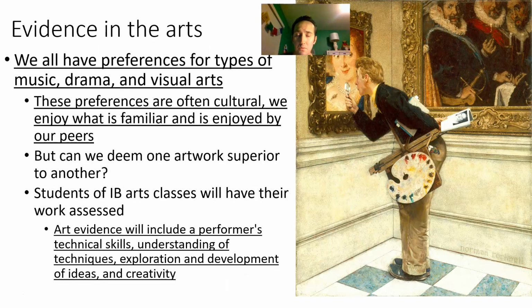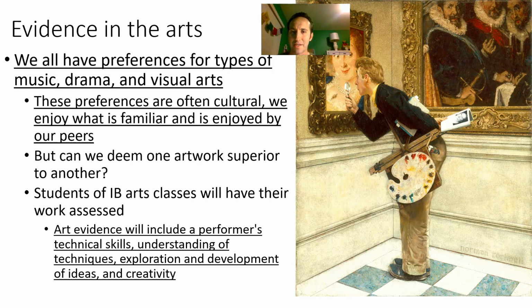The arts. We all have preferences. Arts, again, it's going to be a tricky one. We all have preferences for music, drama, the visual arts. These preferences are often cultural. We enjoy what is familiar, enjoyed by our peers. So if you are growing up in Oklahoma, you might like country music. If you're growing up in New York City, you might like hip-hop. And so your location's going to influence your cultural values, your cultural norms when it comes to art.